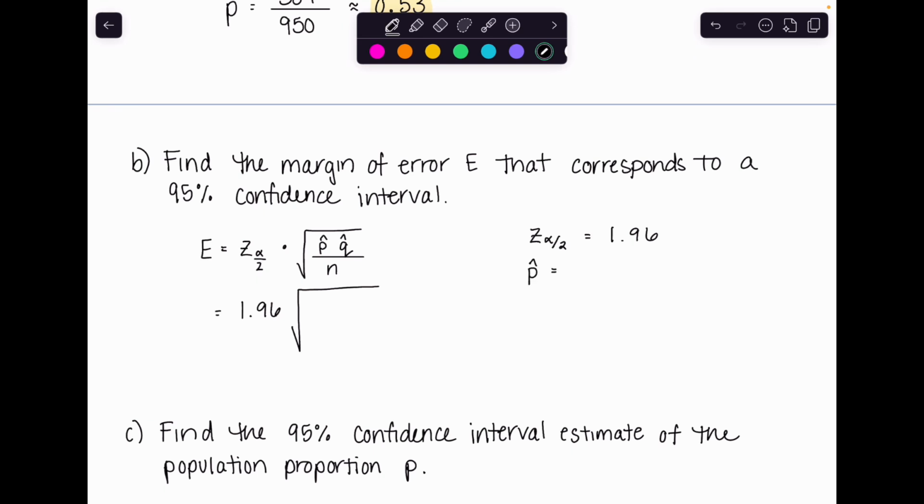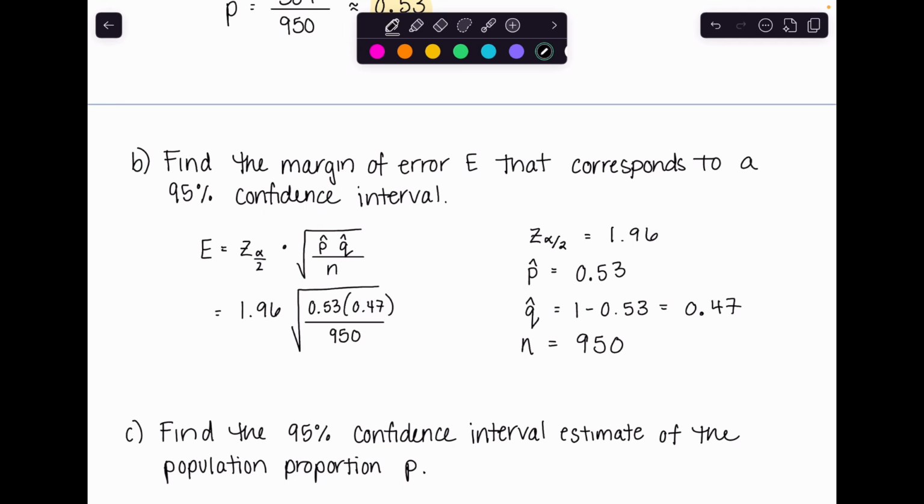Our sample proportion is 53%. So in that numerator here, we can fill in 0.53. Q would be the sample proportion that does not take online classes. So if 53% do, that means 47% do not. So in the top here, we multiply that by 47%. And then our sample size is going to be 950. So we would divide this by 950.